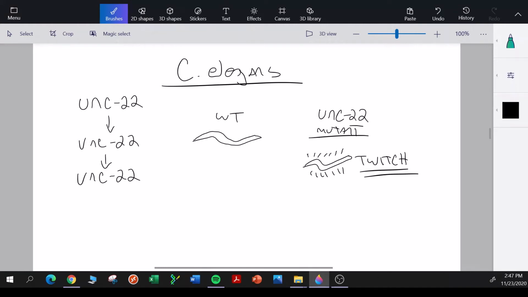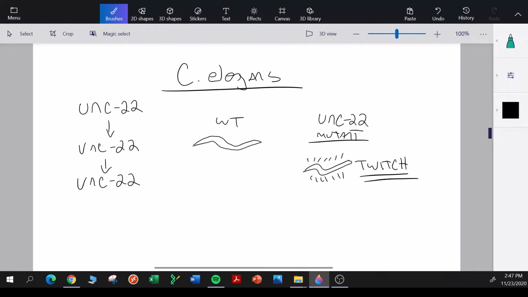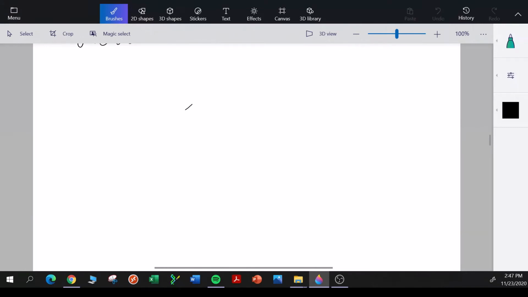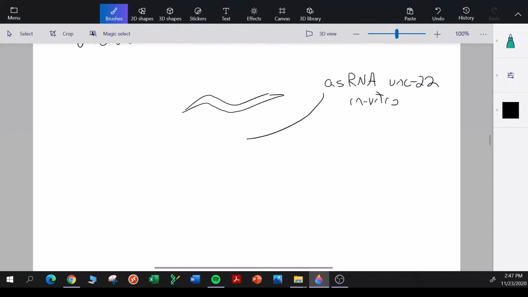Now with respect to the antisense RNA silencing, what researchers could do was make the antisense RNA for UNC22 in vitro, and there are in vitro techniques that researchers can use to make an antisense RNA molecule, and they can inject that into the nematode, using a fancy apparatus where you can inject these nematodes under a microscope. And we can get the twitching phenotype.